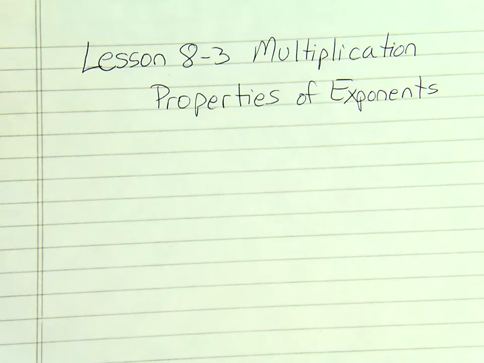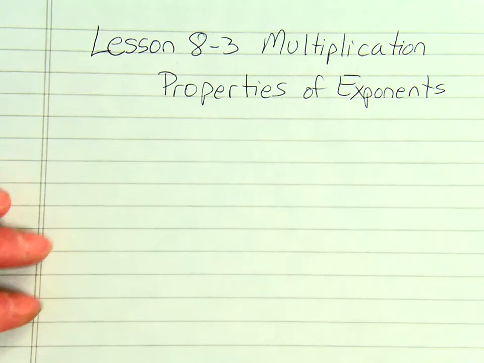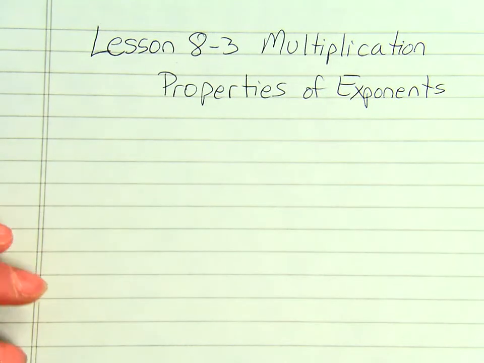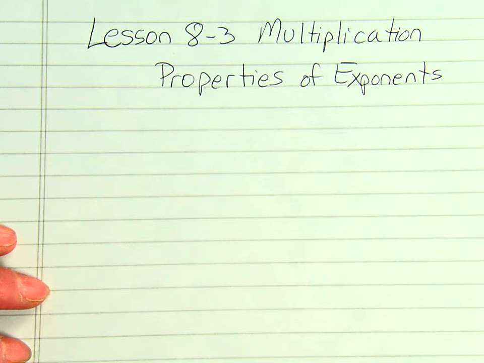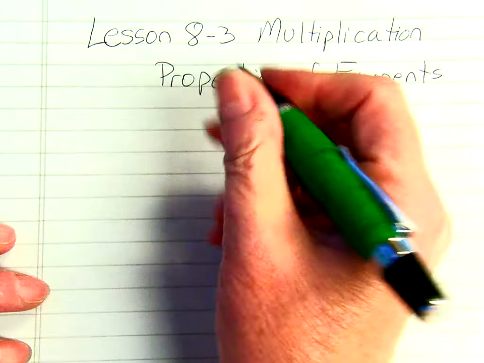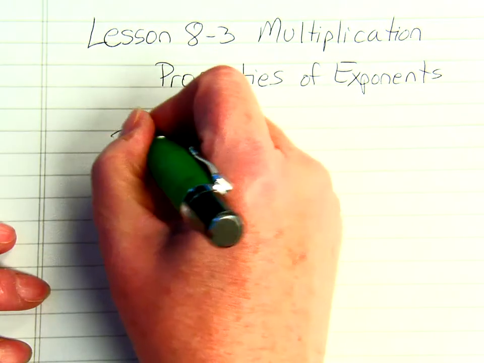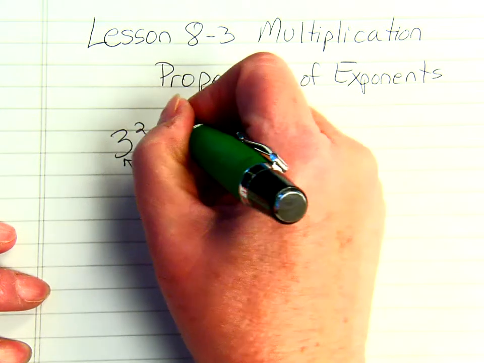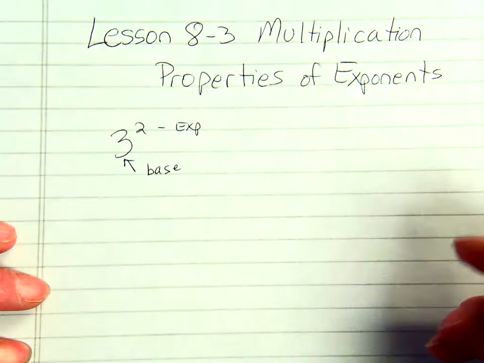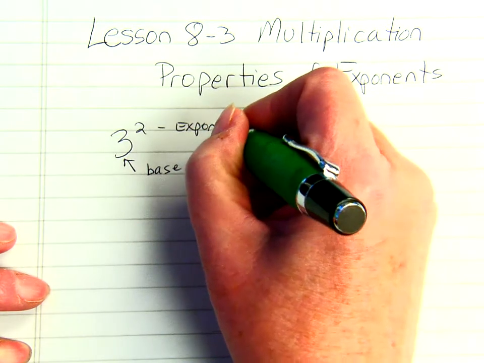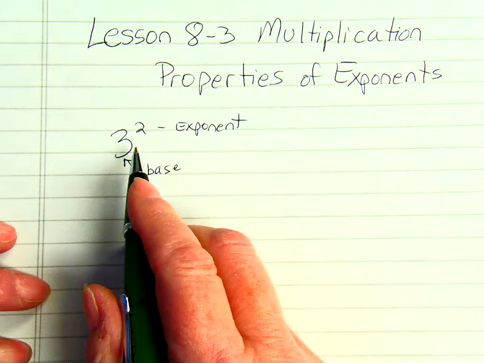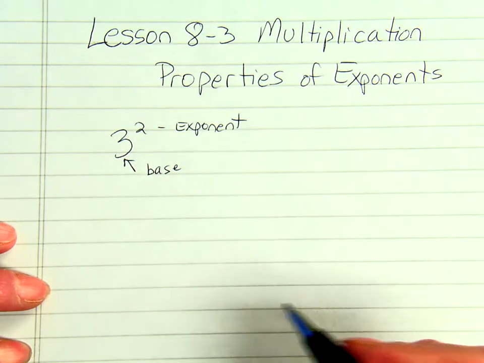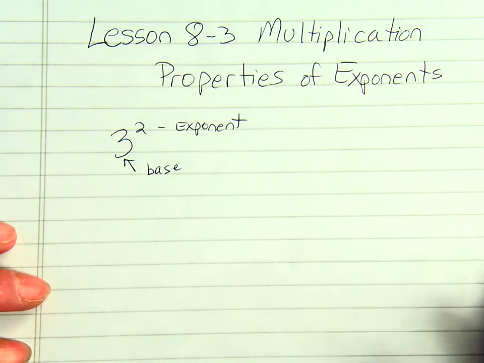So we are going to start with talking about multiplying exponents or powers with the same base. Okay, and let's just have a quick review that if we have 3 squared, we are saying that this 3 is the base, and that 2, of course, is the exponent. So now what we're looking at is multiplying powers that have the same base.